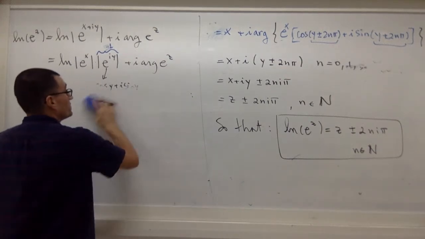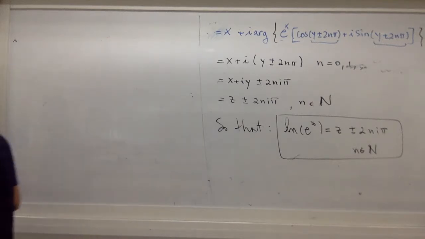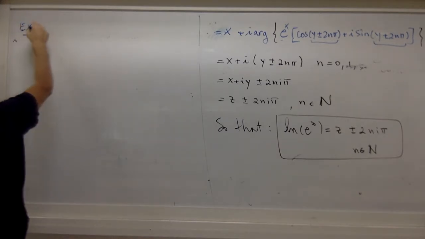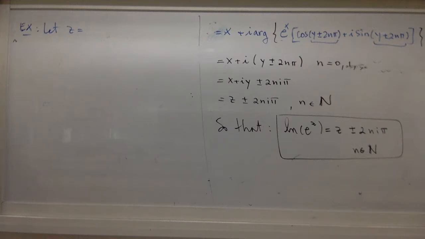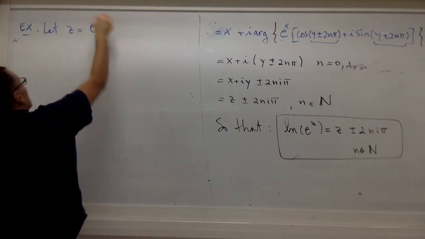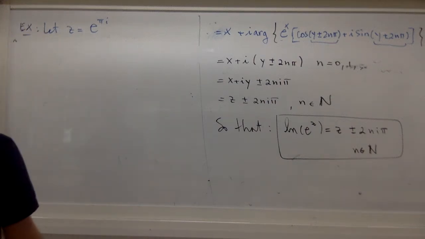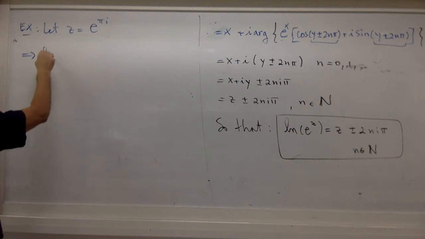And moreover, we are going to solve an example. So let z be equal to exponential of pi I. So we need to compute the logarithm of z.